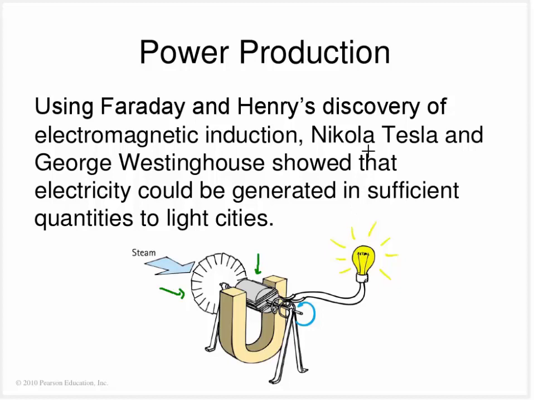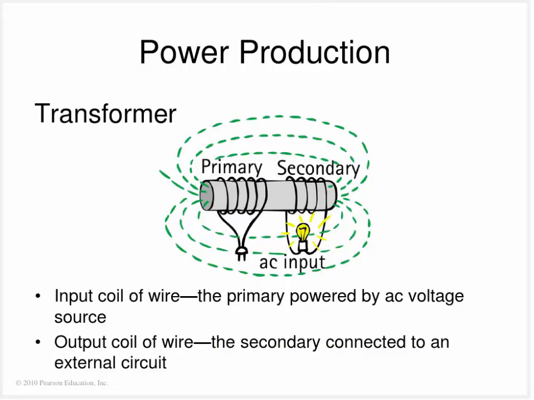Now, a long time ago, some fellows by the name of Nikola Tesla and George Westinghouse showed that we could actually generate enough power to light up cities, and that's kind of a good thing. But we do need to perhaps transform those voltages into something that's more palatable for our electric grid or something like that. And that's going to lead to this idea of a transformer.